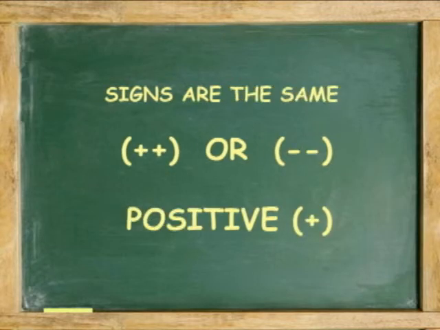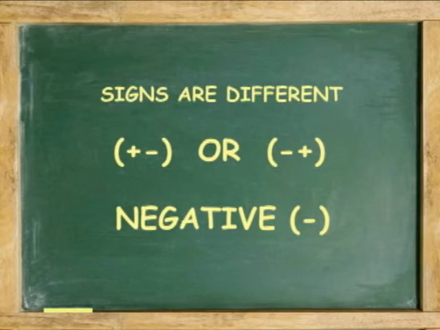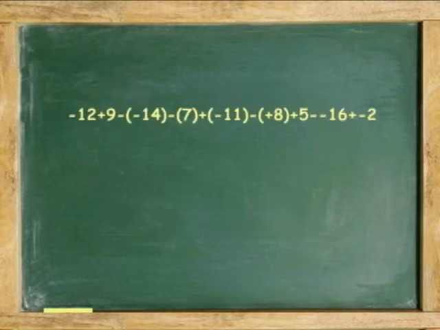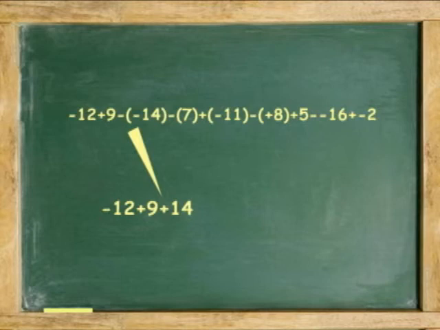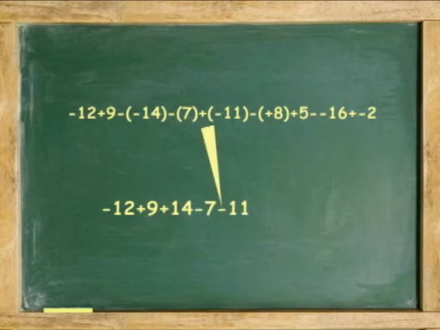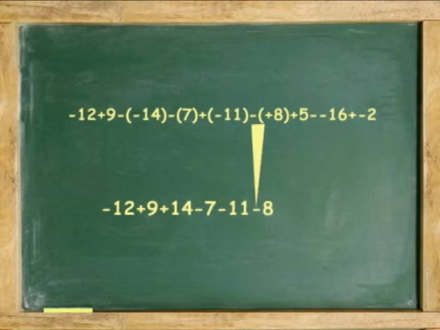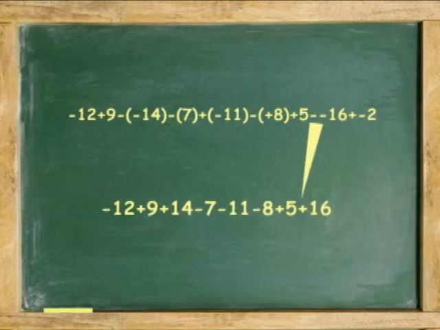Same, positive. Different, negative. So the expression with only one sign in between becomes negative 12 plus 9, 2 of the same, positive 14, minus 7, 2 different, negative 11, 2 different, negative 8, plus 5, 2 of the same, positive 16, 2 different, negative 2.